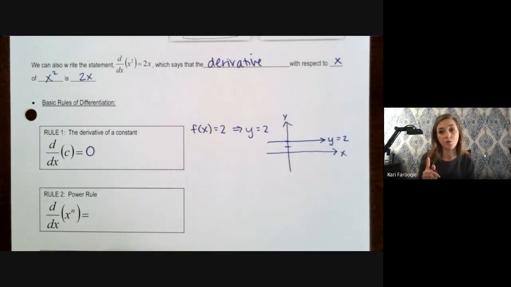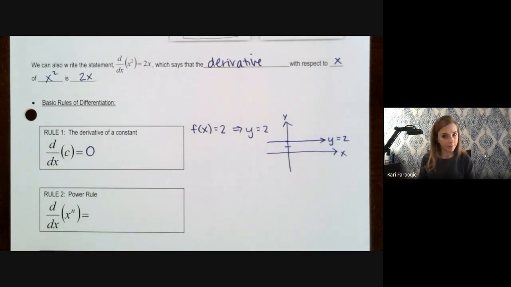Don't get that confused with the limit of the constant. The limit of the constant was that constant itself, because we would just be doing direct substitution for the limit. But the derivative of a constant is 0. Just remember it, but if you can't remember it, you can always go back and graph this constant function. So that's important.